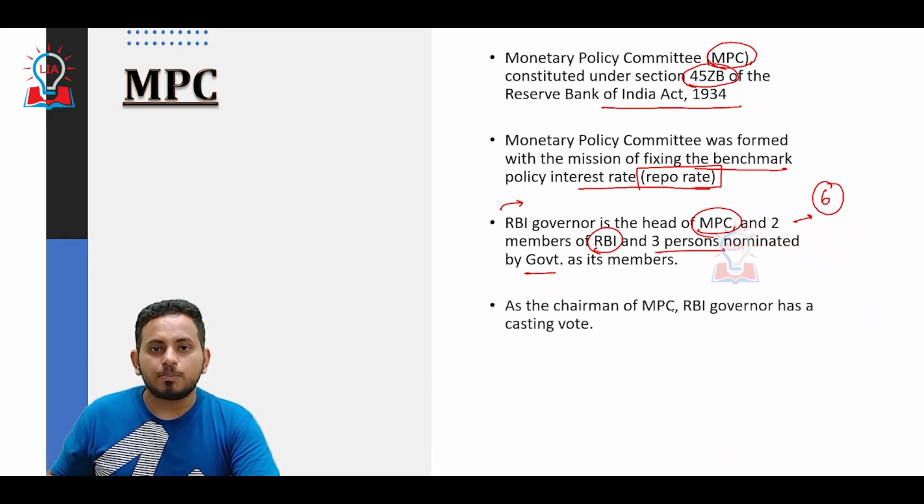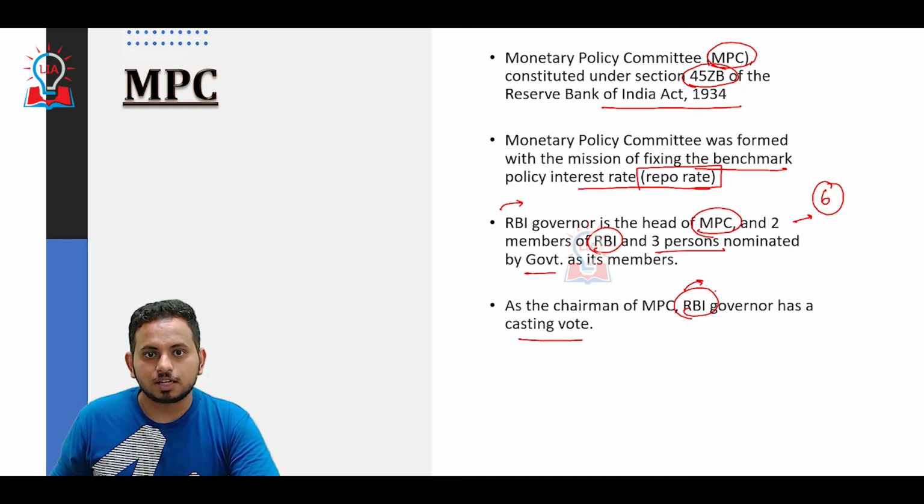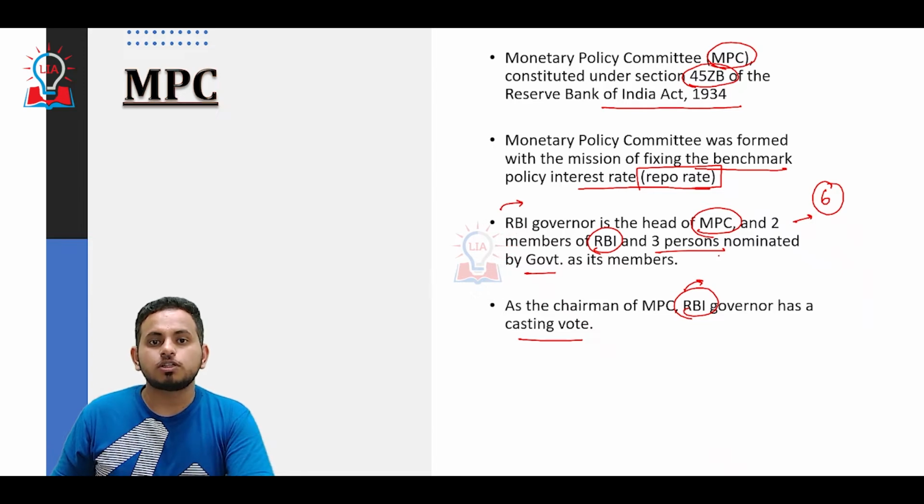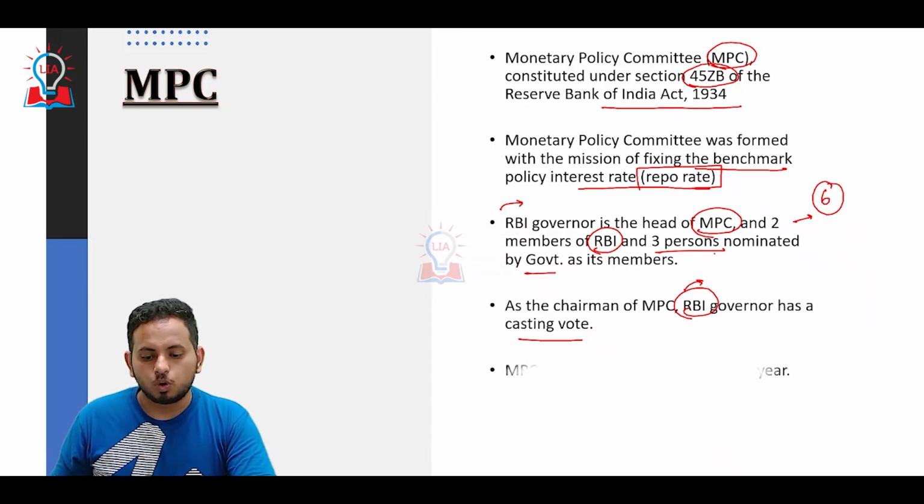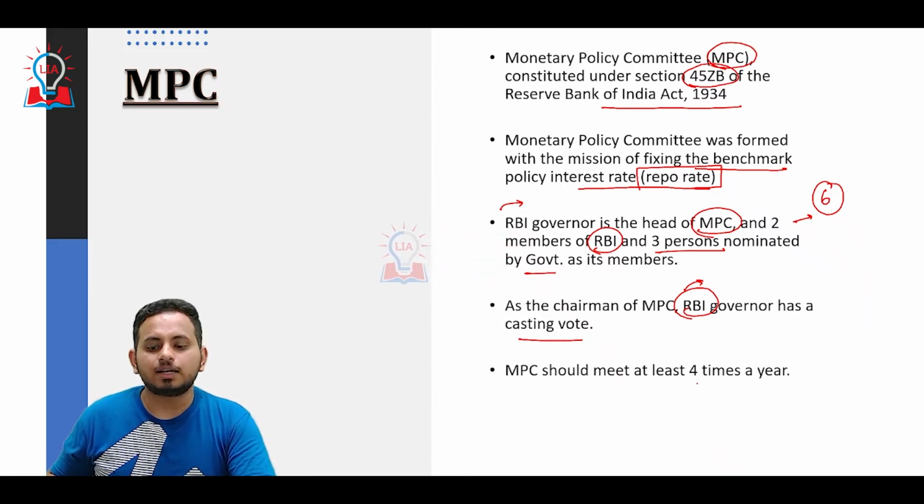Okay, and the two other members are from RBI and 3 persons nominated by the government as its members. So totally the Monetary Policy Committee is a 6-member body. As the chairman of MPC, the RBI Governor has a casting vote, which means the RBI Governor is not supposed to vote in the first instance. Only if there is a tie, a crucial vote, then the RBI Governor, who is also the chairman of MPC, can vote. The MPC should meet at least 4 times a year.